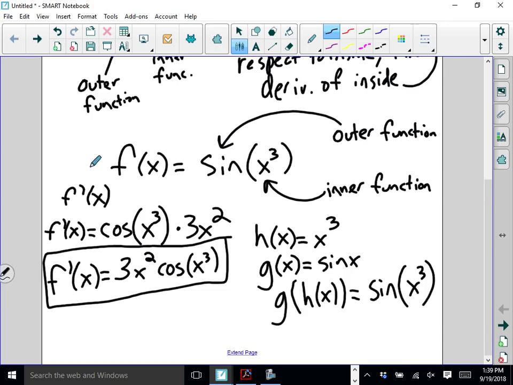Okay? Let's take a look at another function that's going to look just kind of the same, but very different. It's going to have a very different answer.